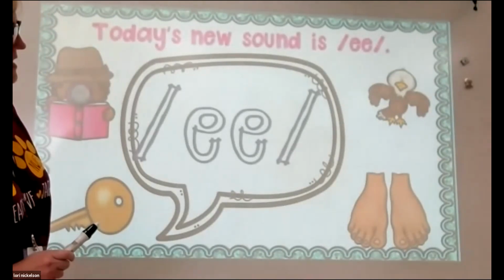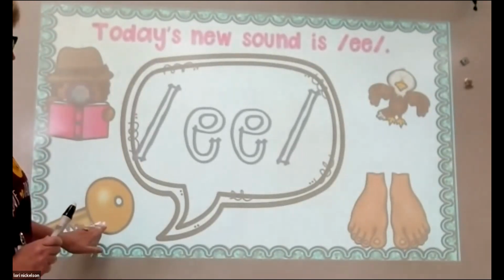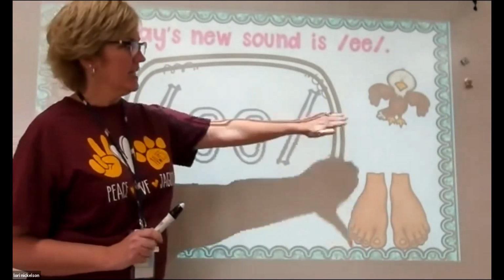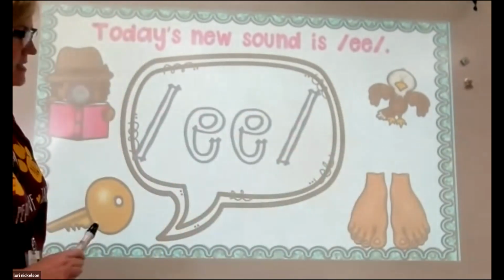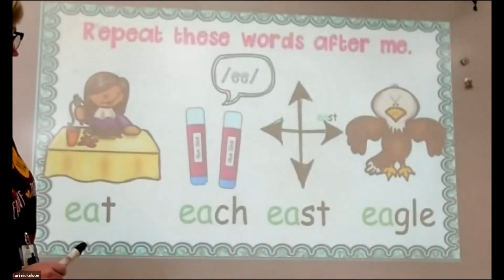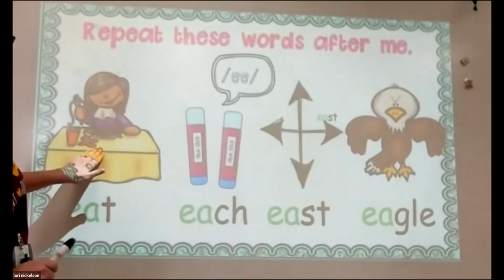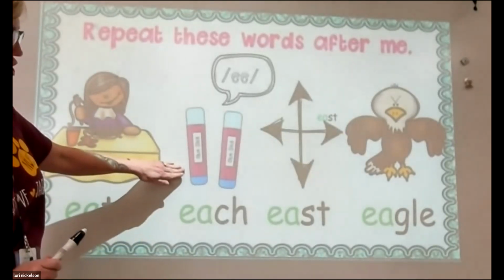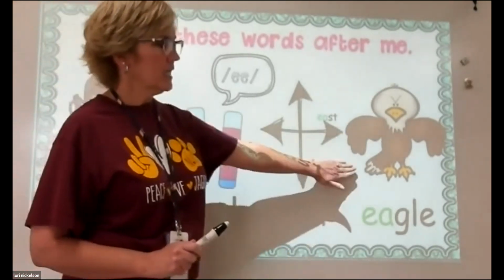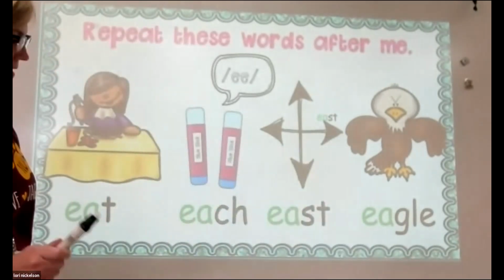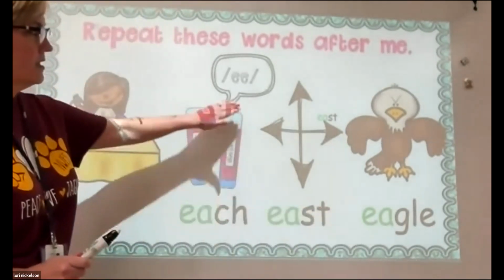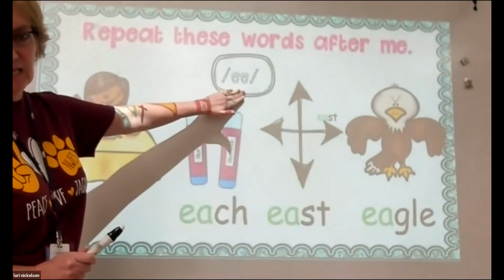Now today's new sound is E, like in key and read and feet and eagle. It has the E sound. So repeat these words after me, okay? Eat, good. Each, good. East, great. Eagle, great. Now notice they are spelled with the EA on each of those words. It gives us the E sound.